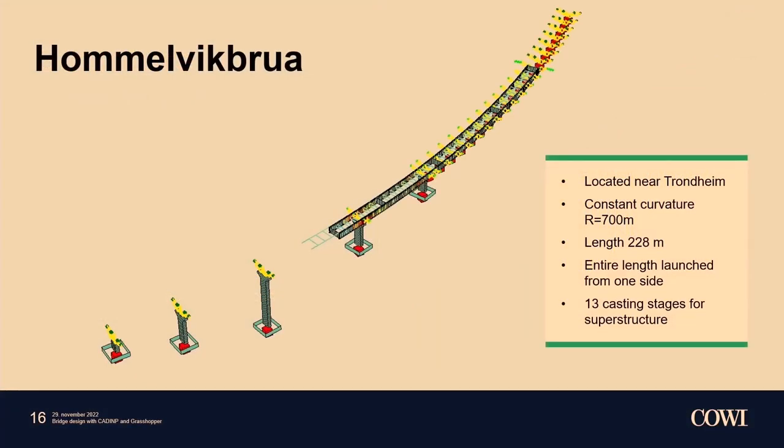Okay, so the first bridge we're looking into is Hommelvikbrua. This is a bridge located near Trondheim, has a constant curvature of 700 meters, so none of this weird S-curve stuff, a length of 228 meters, and then the entire bridge is launched from one side.